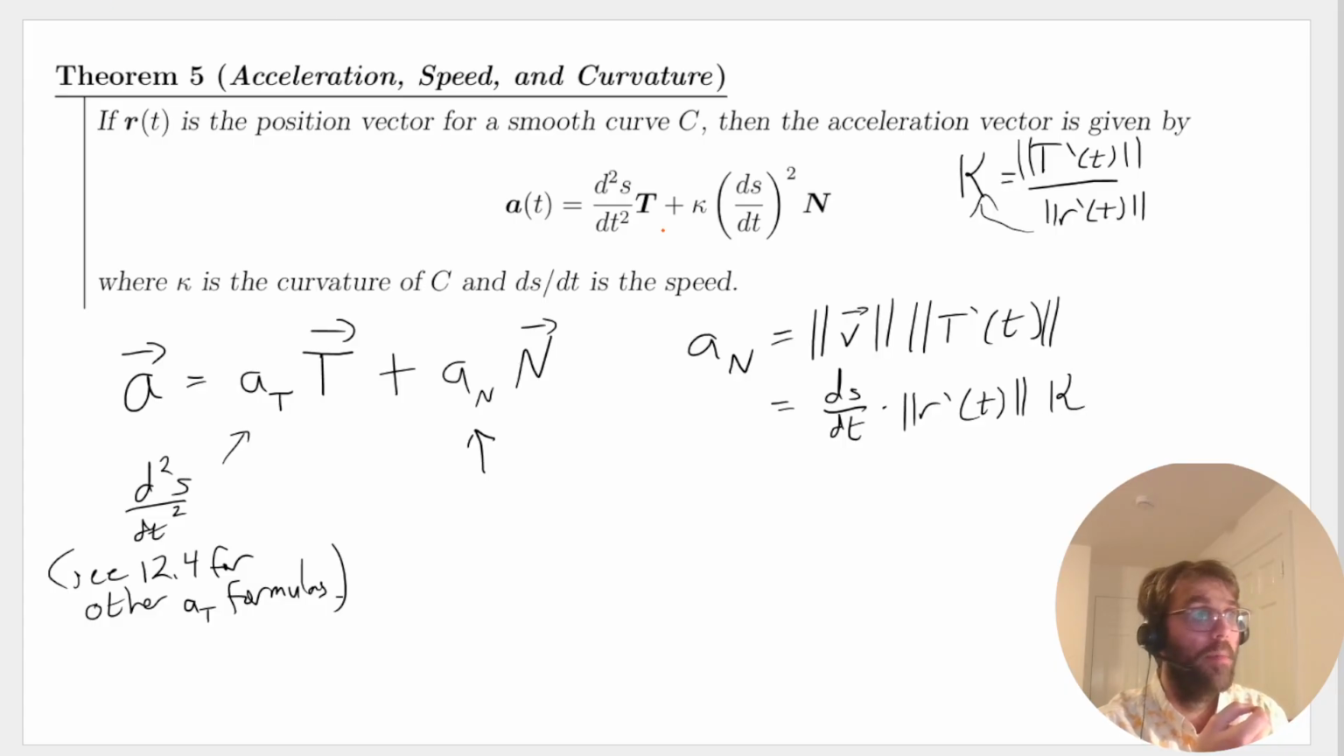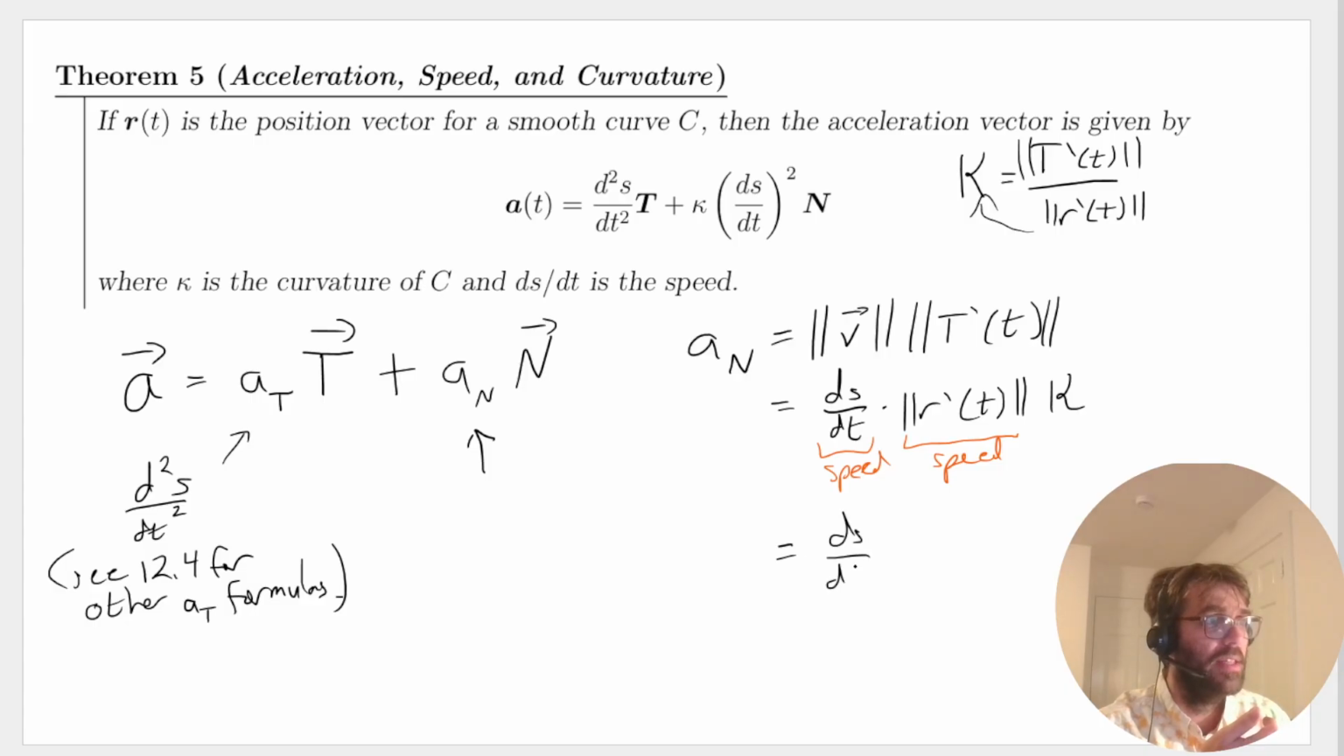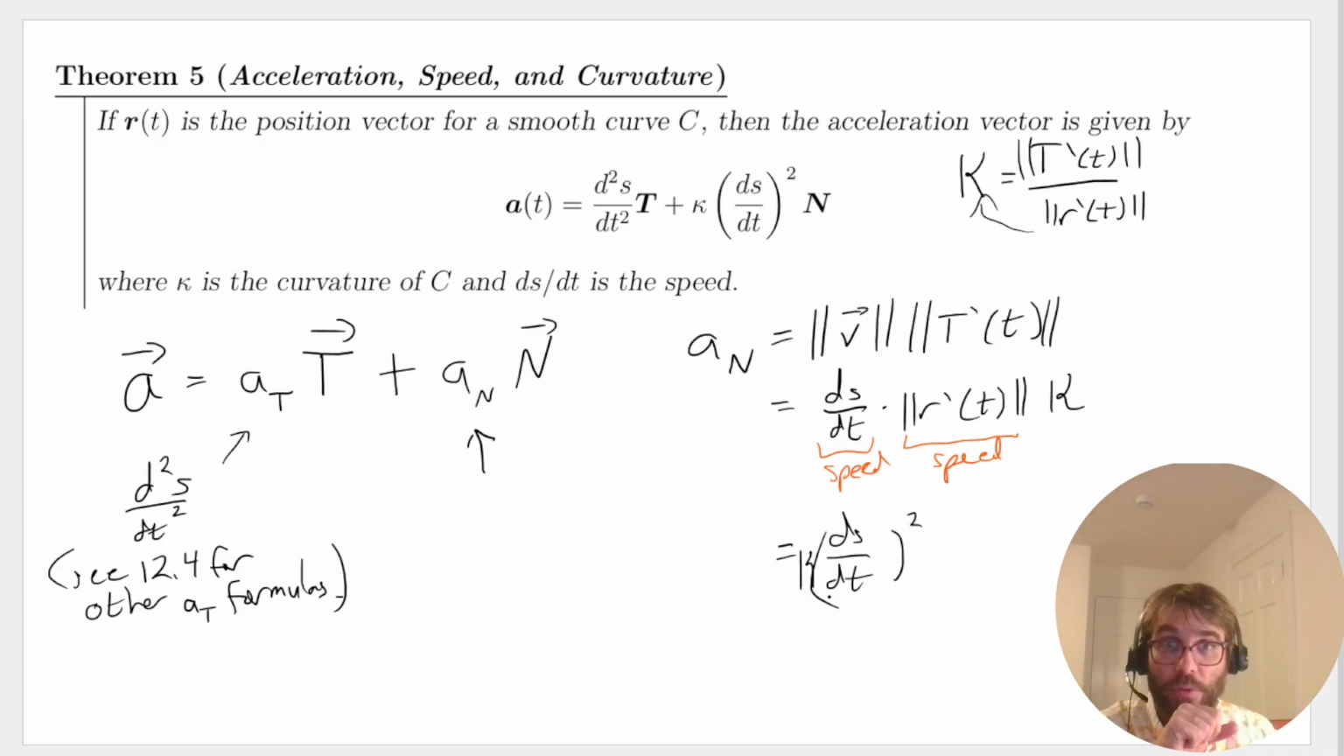And then we're just going to remember that, oh yeah, both of these are the same thing. These are both descriptions of the speed here. And so if you write it this way, it's the speed squared, and you can bring the kappa in front. It's just another formula. It means that now all of a sudden, if you can find kappa, and guess what, we've got formulas to find kappa, you can find the normal component. If you found the normal component in a different way, you can do that as well. You just need this ds dt speed piece. So it's just giving us another way to talk about this.